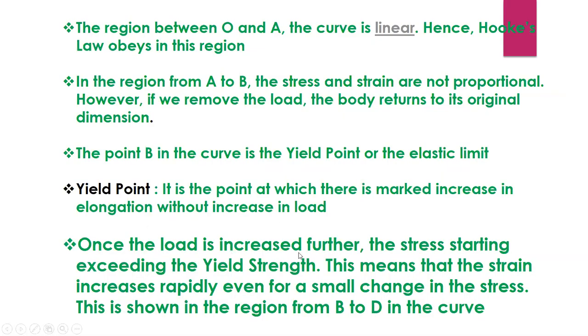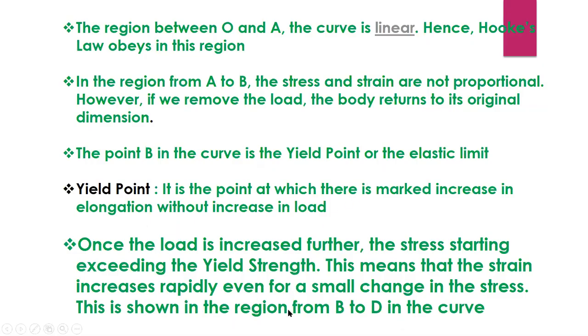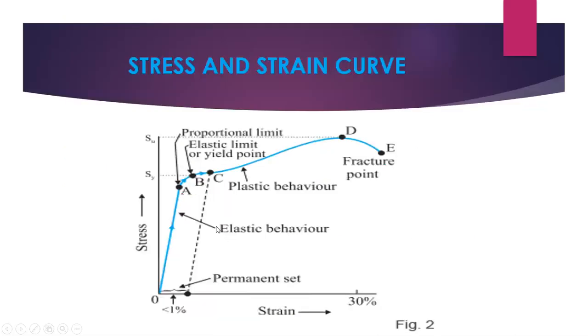Okay, once the load is increased further, the stress starts exceeding the yield point. When you increase the load and the stress exceeds the yield strength, this means that the strain increases rapidly even for a small change in the stress. You can see the graph. This is shown in the region from B to D. In the graph from B to D, you can see the strain value increasing very rapidly after the elastic limit.